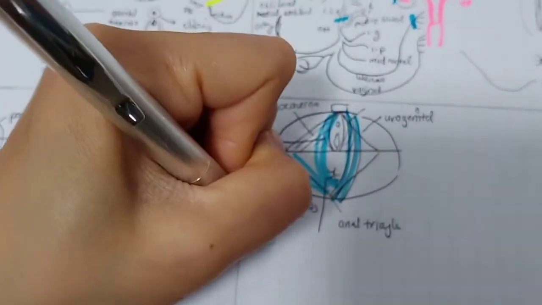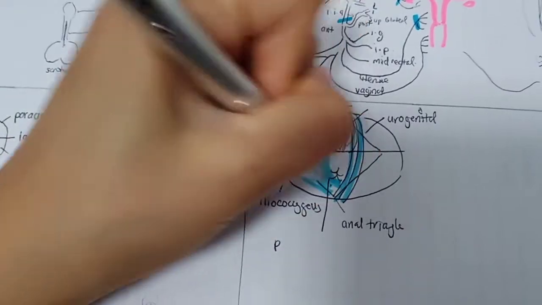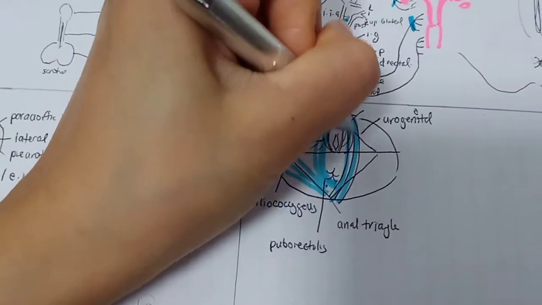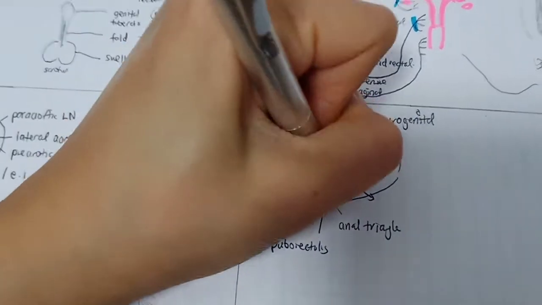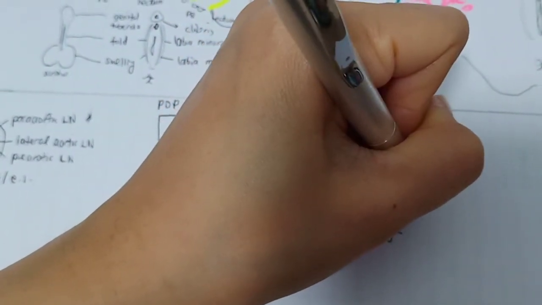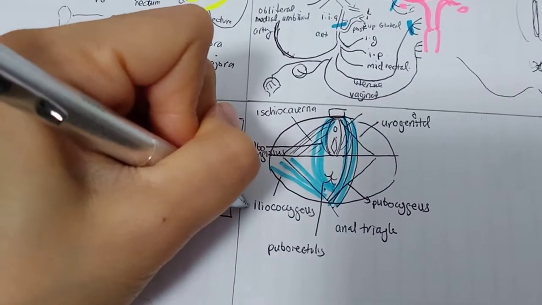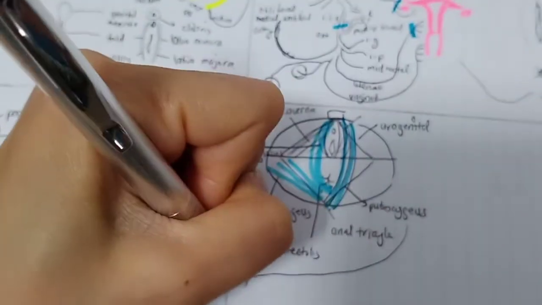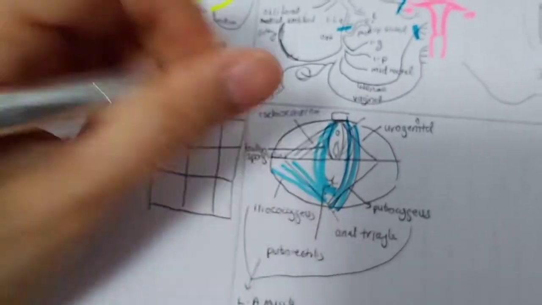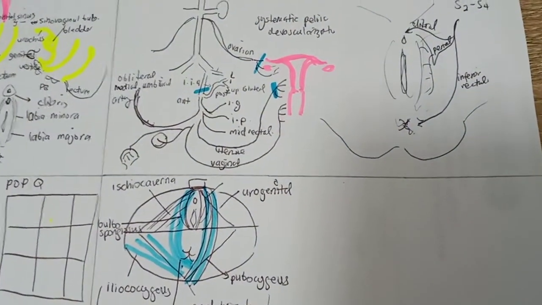This one is puborectalis. And we have pubococcygeus. And this is what we call the levator ani muscles. That is for the muscle support.